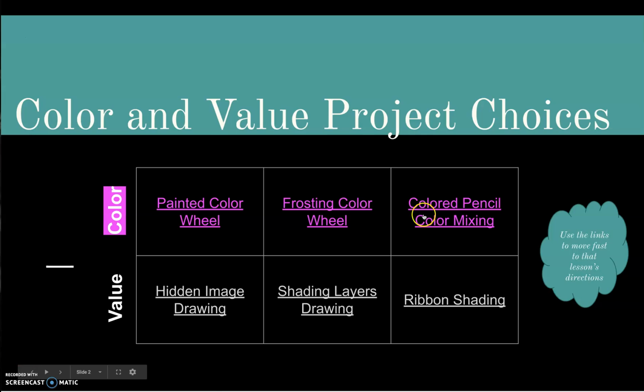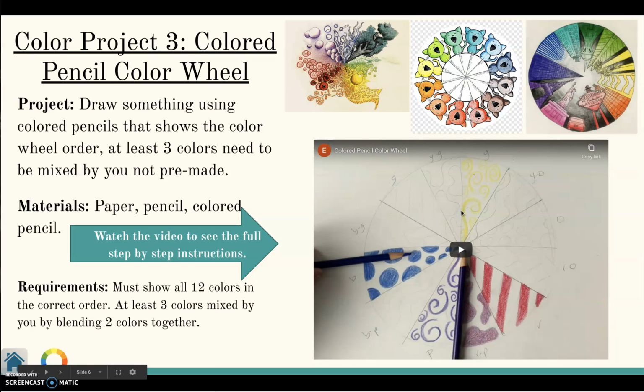Back home. Color option 3 is a colored pencil color mixing. So this is a colored pencil project. So for this, you have to draw something using colored pencils that shows the color wheel order. At least 3 colors need to be mixed by you and not pre-made. So you have to show all 12 colors of the color wheel. And using colored pencils, you're going to color it to show the order and mix the colors yourself.